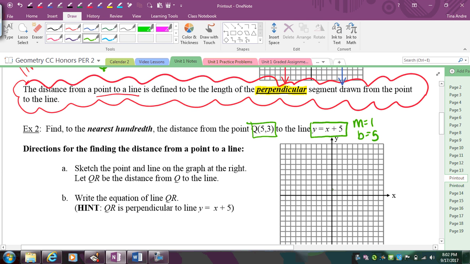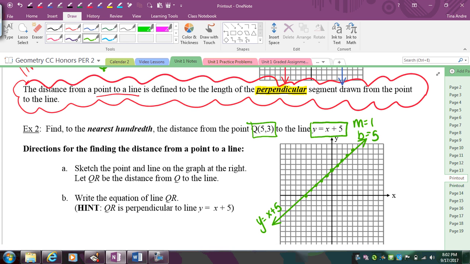So I'm going to start up at 5, so 1, 2, 3, 4, 5. And then I'm going up 1, right 1, because it's positive 1 over 1. And then go backwards, down 1, left 1. Once you get enough points plotted, go ahead and use your straight edge and connect those. And we'll just label it. So this is going to be y equals x plus 5.